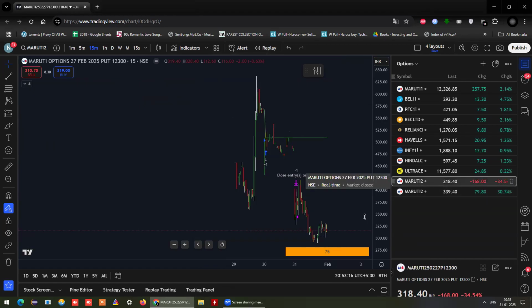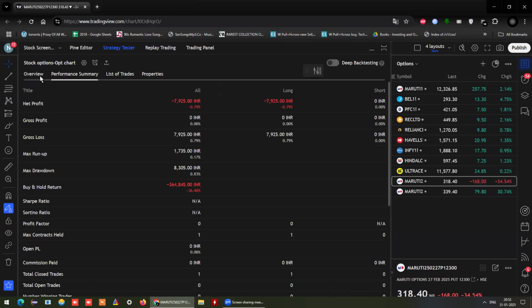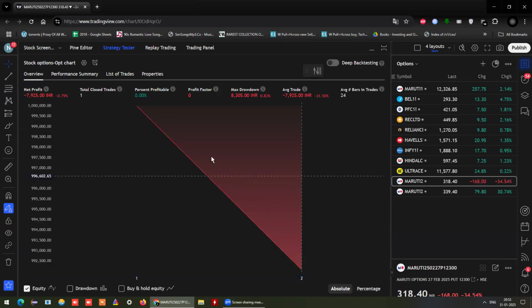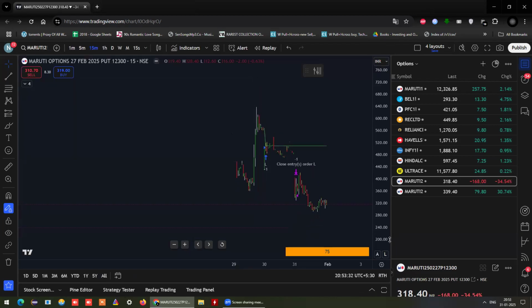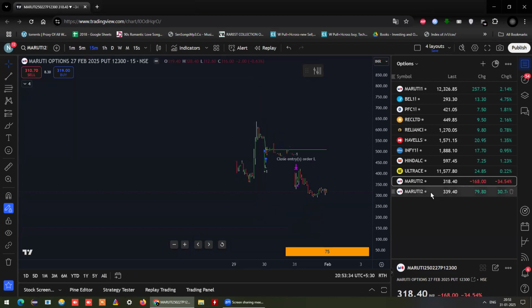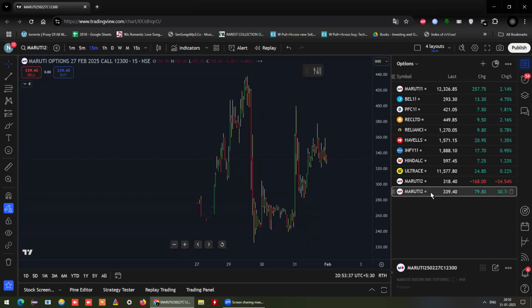And now you can see the lot size of Maruti is shown as 75. It will also show you the results here, the trade result. As of now, it took only one trade, and that trade got a loss of 8,000 rupees. It will show you for a capital of 1 lakh rupees approximately.